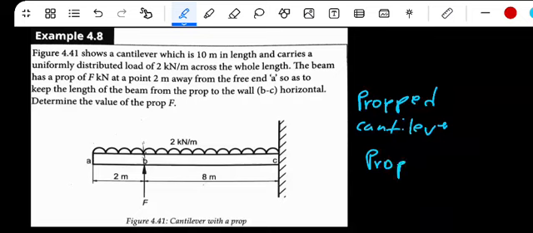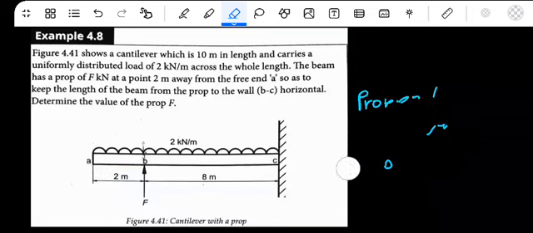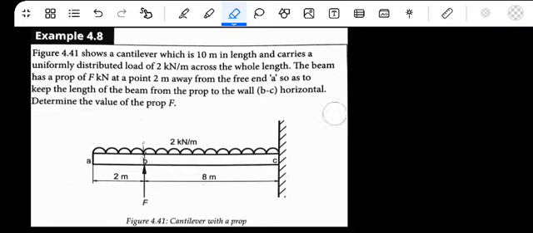A prop force. A prop force can be, if you have a cantilever, any force that is acting upwards, and it can be at any position. We call that the propped force. All right. So what is going on here?